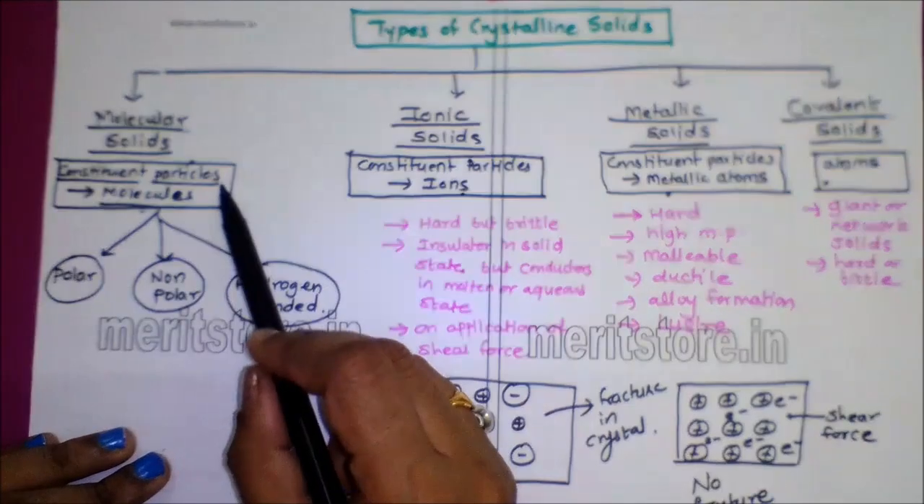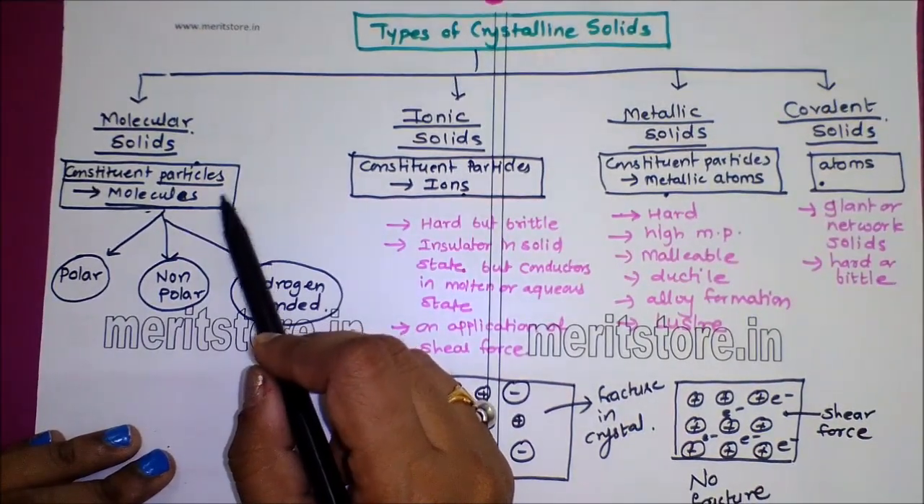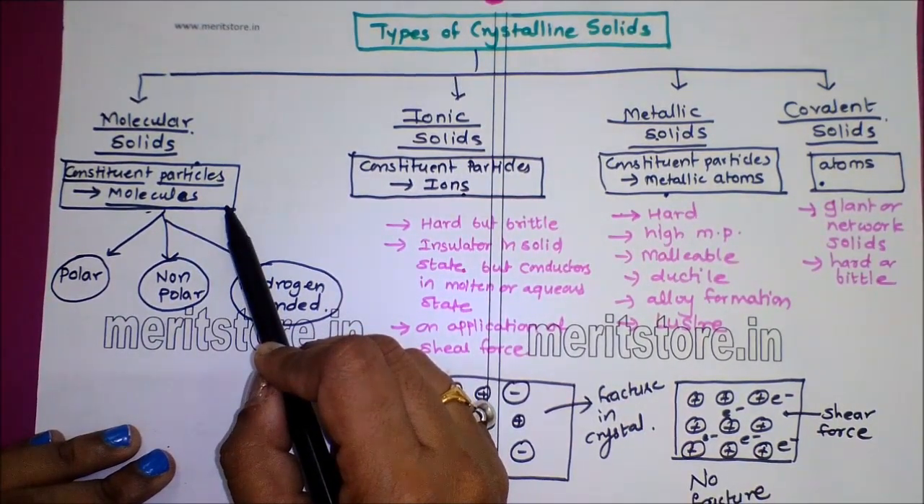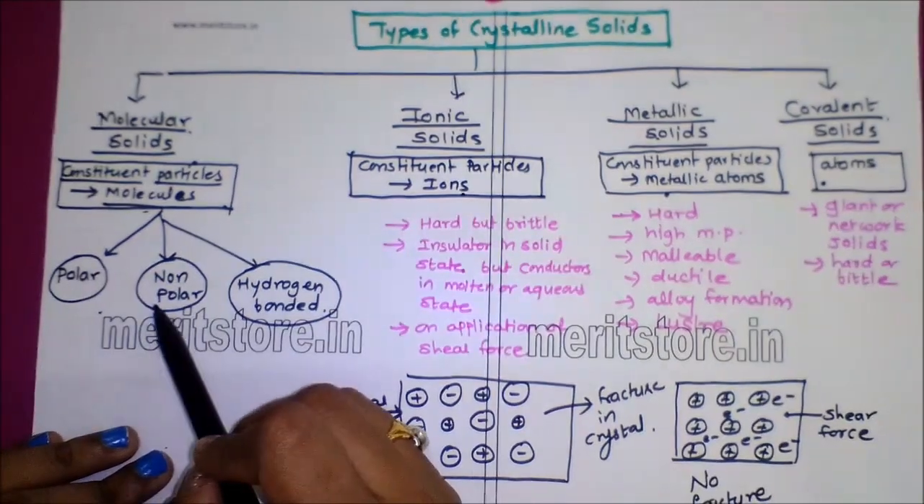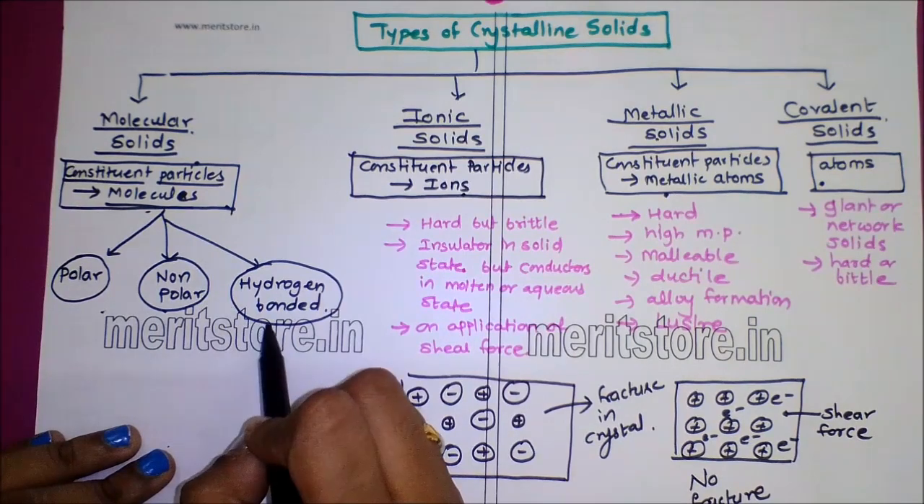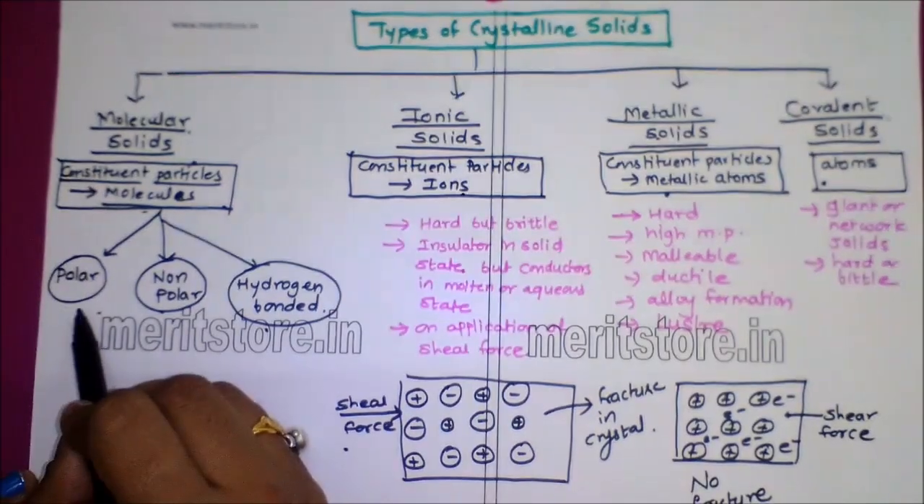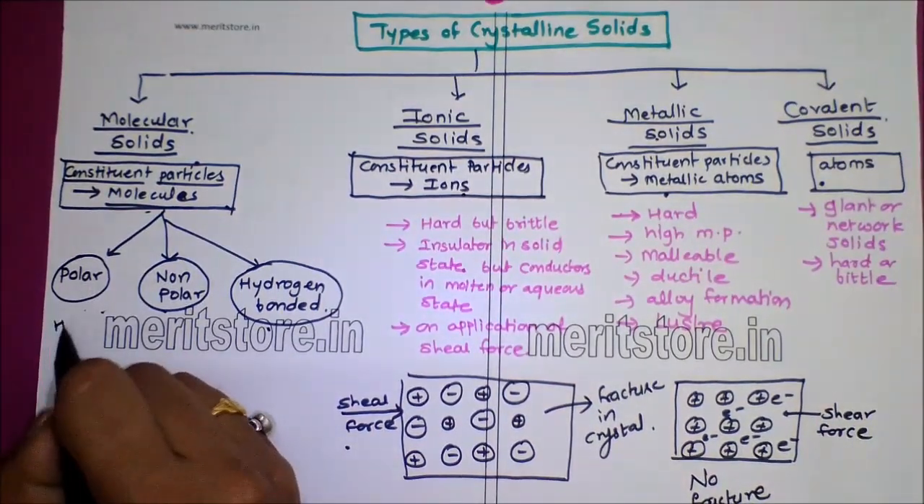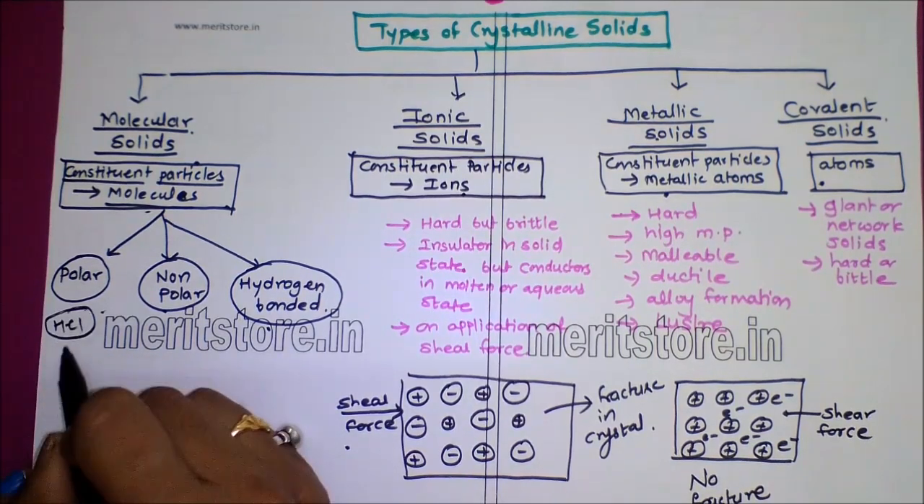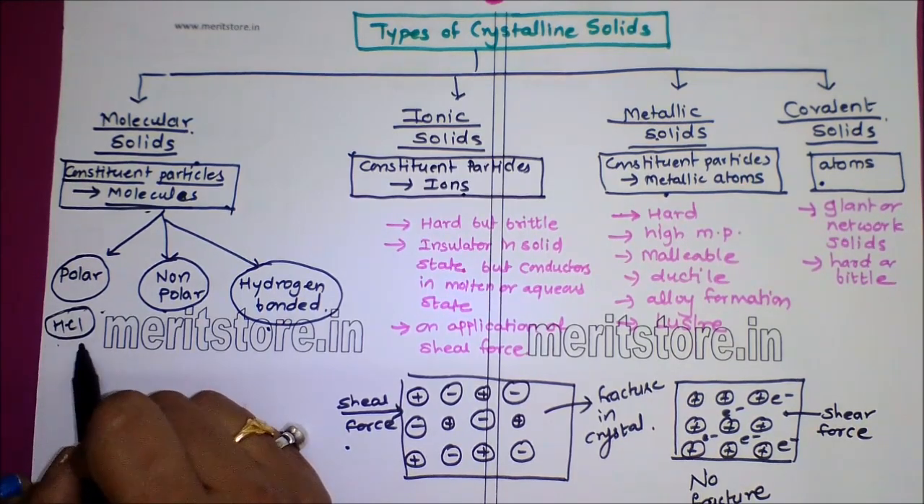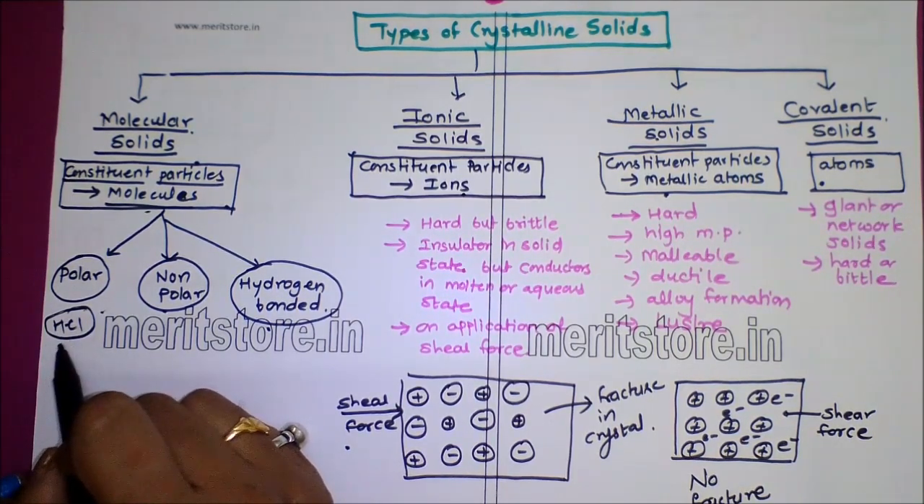Now in case of the molecular solid, as we discussed, they consist of molecules. Now molecules again can be of 3 types. They can be polar, they can be non-polar, or they can be hydrogen bonded. Now in case of polar, let us talk about, let's say, HCl. So HCl, when it is cooled to low temperature, will turn into a solid. Between HCl and HCl, there will be dipole-dipole interaction since it is a polar molecule. So we'll call this a polar molecular solid.